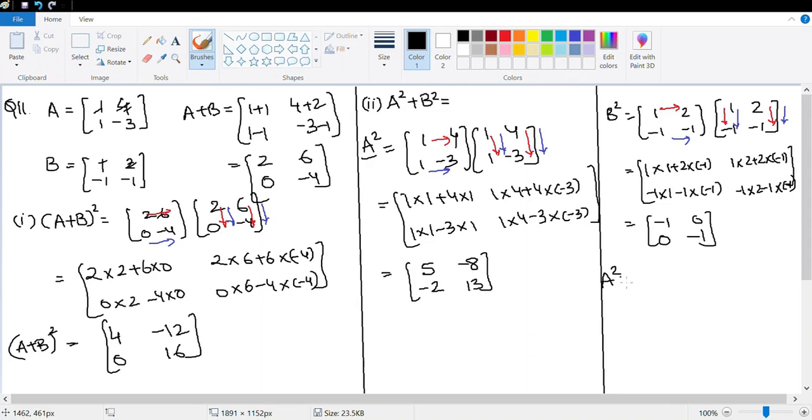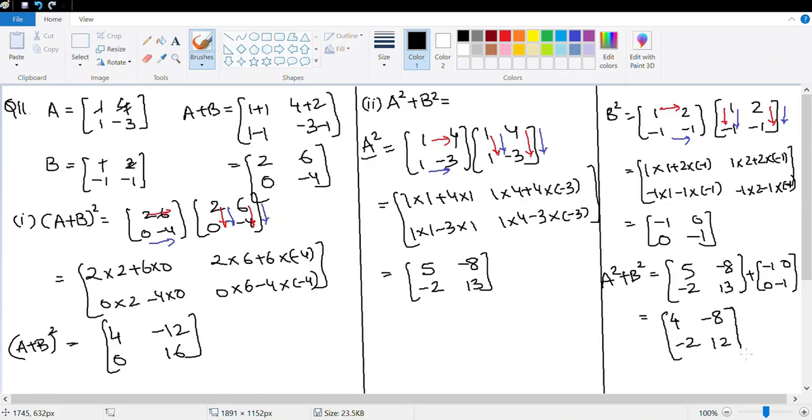So A square plus B square will be equal to [5, negative 8, negative 2, 13] plus [negative 1, 0, 0, negative 1]. Adding corresponding terms, 5 minus 1 gives me 4, negative 8 plus 0 gives me negative 8, negative 2 plus 0 gives me negative 2 and 13 minus 1 gives me 12. So my final answer is [4, negative 8, negative 2, 12].